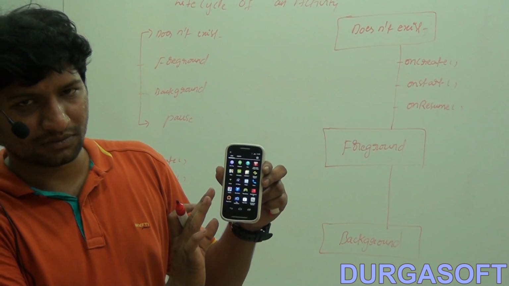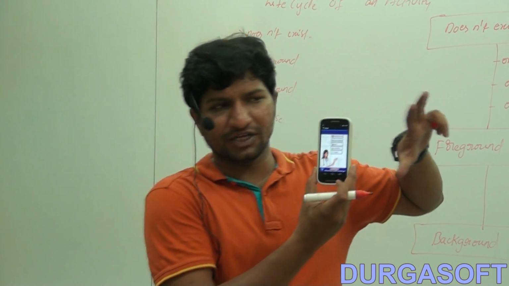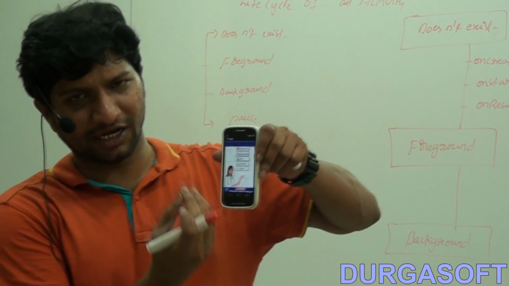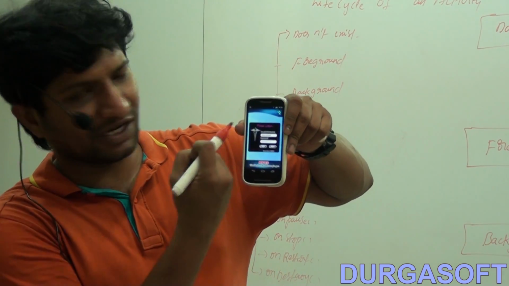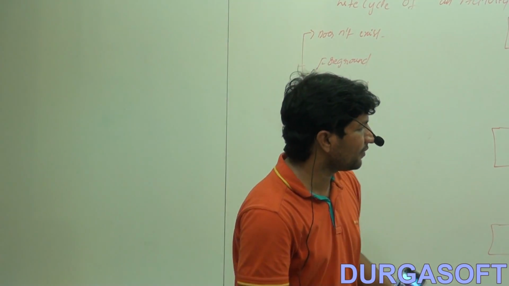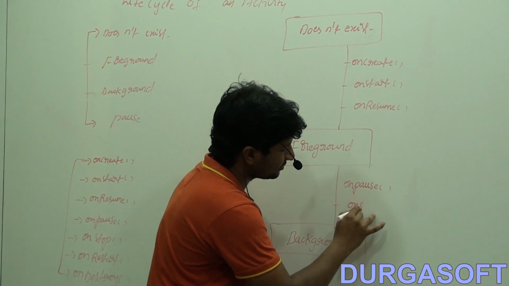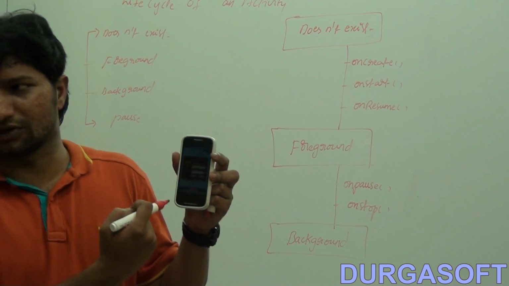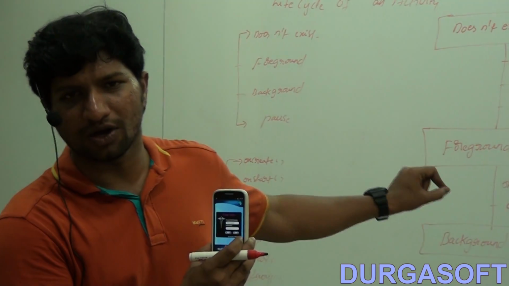Now this is the application. The activity is in the does not exist state. Once you start the activity, an activity comes into the foreground by calling onCreate, onStart and onResume methods. When you click the login button, some other activity enters into the foreground, and the current visible screen is going to enter into the background state by calling two methods. One is the onPause method, another one is the onStop method. So the current visible activity enters the background state by calling onPause and onStop.